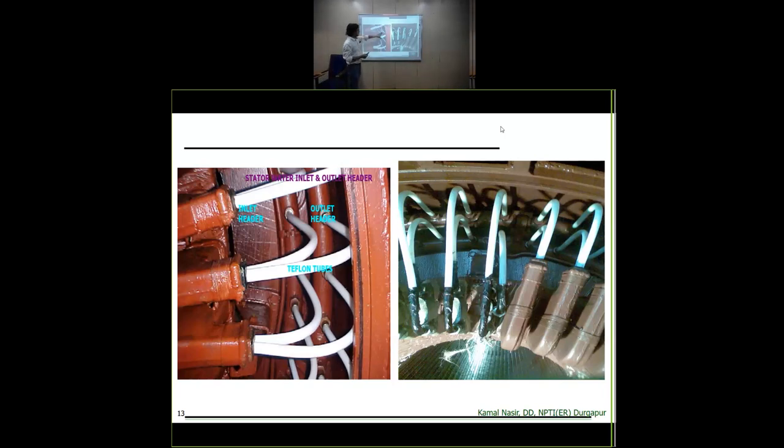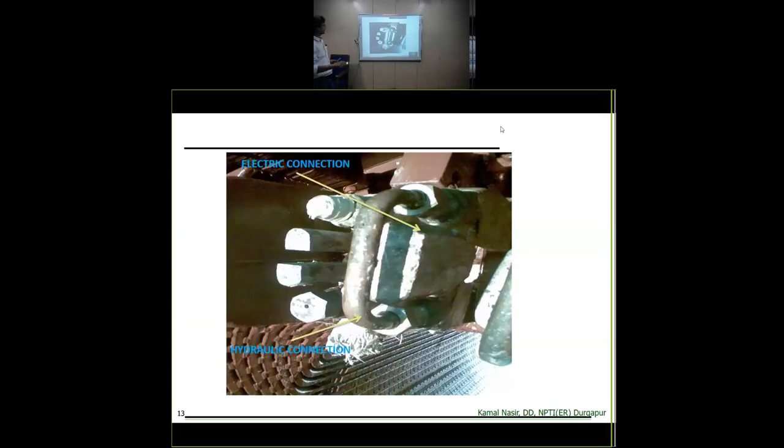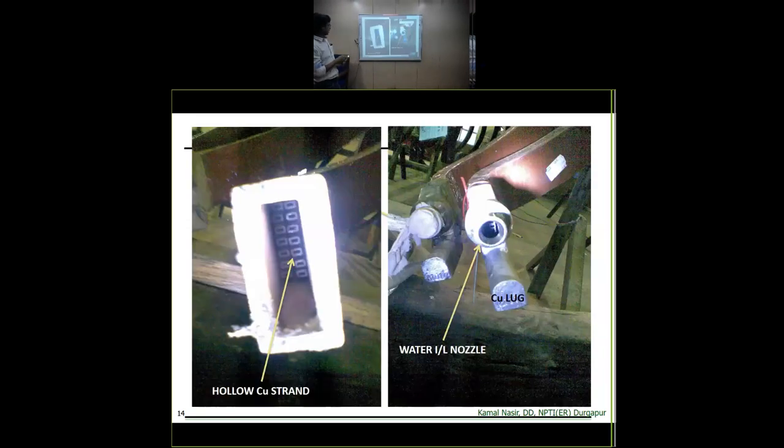This is the same winding, I just have to show the inlet portion of the water. See, the electrical connection is made here, while the hydraulic connection is this. There is no direct connection between the electrical connection and the hydraulic connection. That is why we say the stator is indirectly cooled by water. See, this is a hollow strand. Here is the nozzle through which the water will go inside.